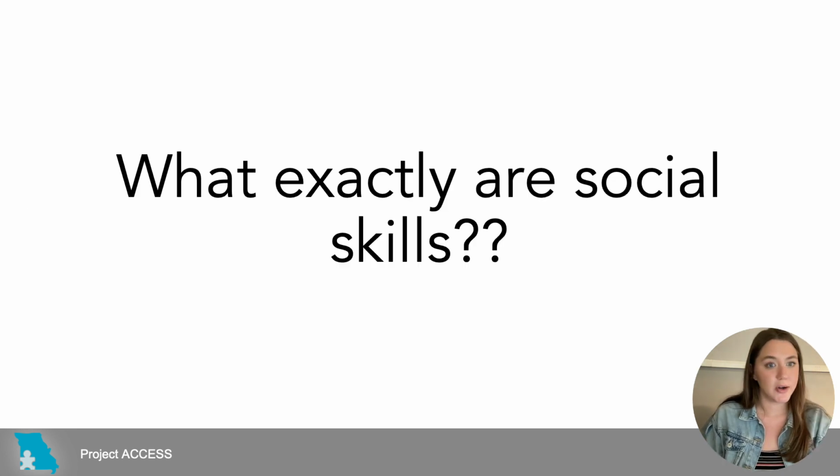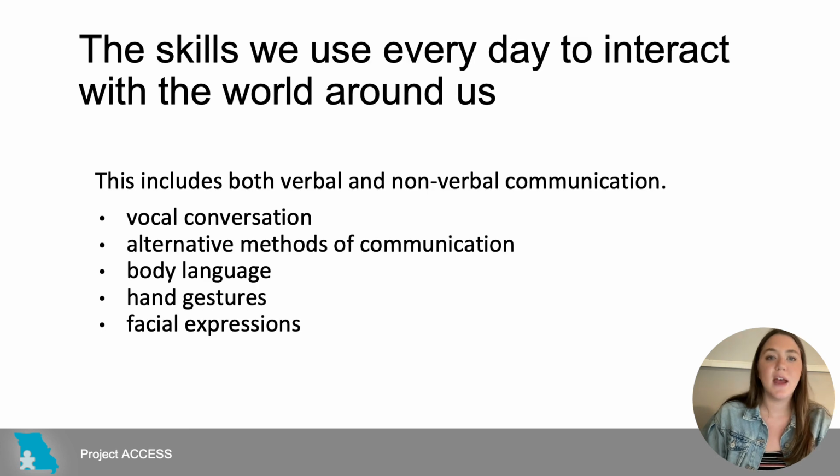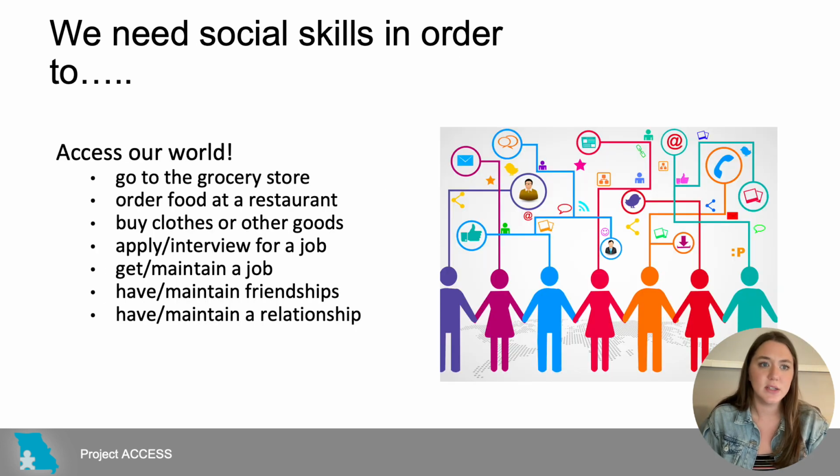So what exactly are social skills? The skills we use every day to interact with the world around us. So this includes both verbal and nonverbal. This can be vocal conversation, body language, or even facial expressions. So we need social skills in order to access our world, such as going to the grocery store, ordering food at a restaurant, maintaining friendships and relationships. We talked about how social skills are often difficult for our students with autism. So we need to understand that they need more support to access the world.